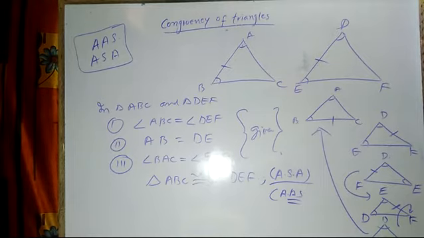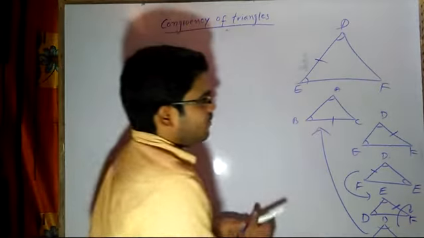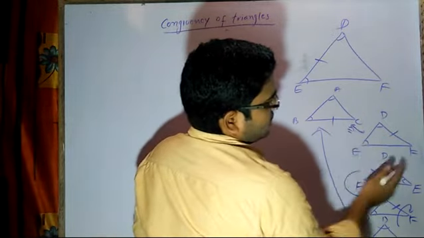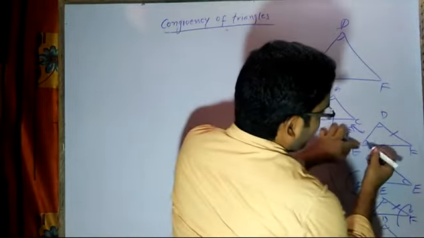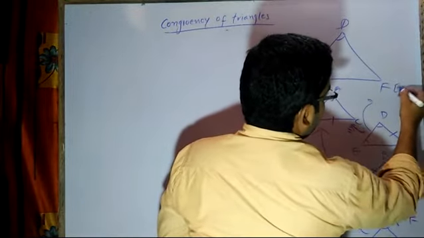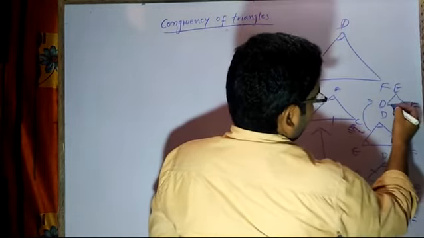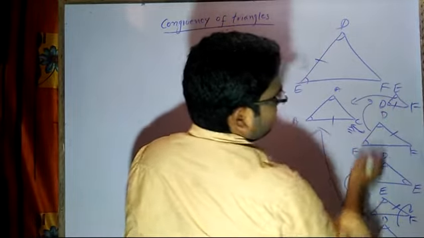Now I will be discussing the RHS criteria, that is right angle, hypotenuse and side criteria. Now here only you see, my dear students, if I have to say whether these two triangles are congruent or not, once again I can leave this triangle and rotate it in this way. If I rotate in this way, that means E will go here, D will come here, F will come here. This will be my triangle. Angle D and E are equal. DF will come here.